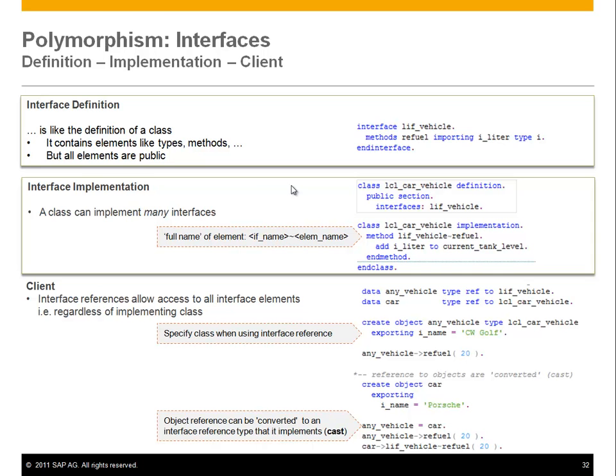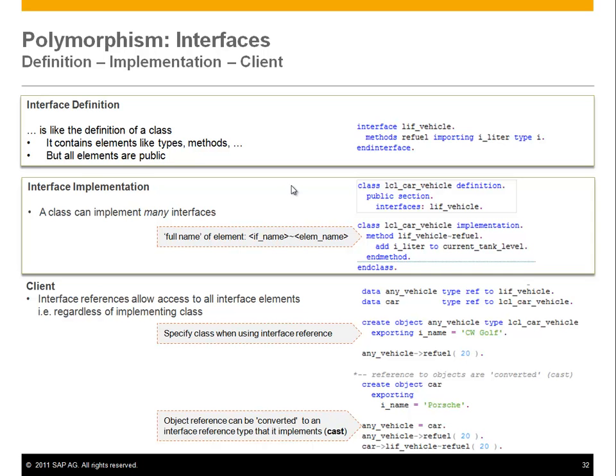This is similar to classes in the sense that there is an interface definition, there is an implementation, and there is client code. So let's look at how this is done. First of all, the definition is like the definition of a class. If you look at the code there, it says interface and the interface name. LIF is also a naming convention, local interface underscore. Public interfaces would be IF underscore because you don't want the L there. And then you can define methods, attributes, whatever.